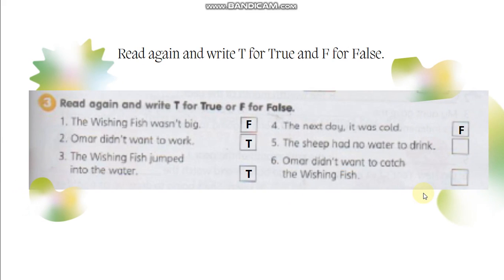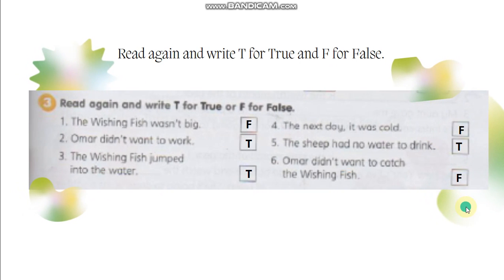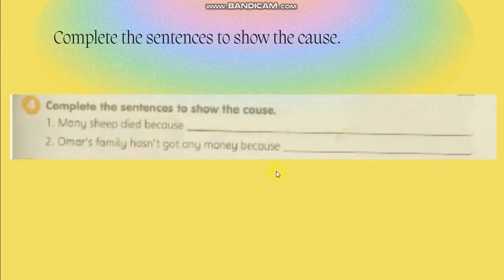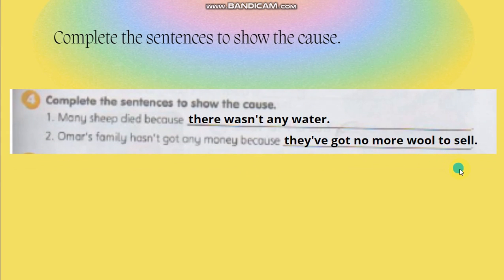The sheep had no water to drink. Yes, true. And number 6, Omar didn't want to catch the wishing fish. False. He really wanted to catch the wishing fish to make it all okay again. So next, activity 4, complete the sentences to show the cause. Number 1, many sheep died because. Why did many sheep die? Because there wasn't any water. Okay, number 2, Omar's family hasn't got any money because they've got no more wool to sell.